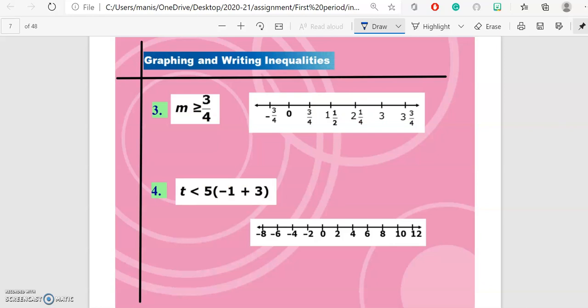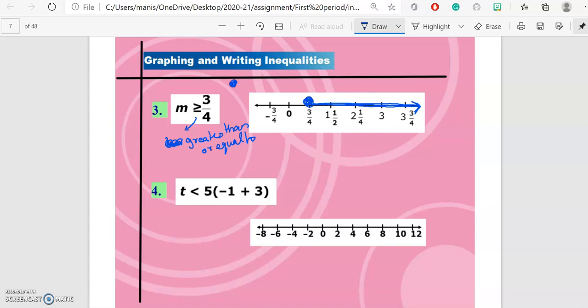Now over here it says m is less than or equal to 3 over 4. Less than, no, this is greater than, greater than or equal to positive 3 over 4. So first of all, my circle will be a shaded circle. So I'll go to 3 over 4. This is 3 over 4 and I will draw a shaded circle over here. Now since it says greater than, negative numbers are less than positive numbers. So it will go in which direction? This direction. So you can draw an arrow over here and this is your answer.